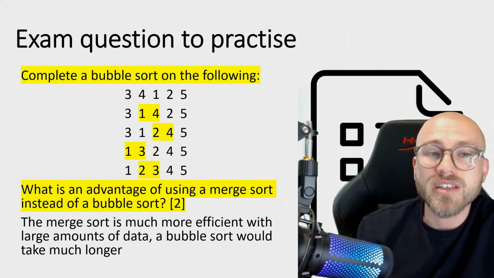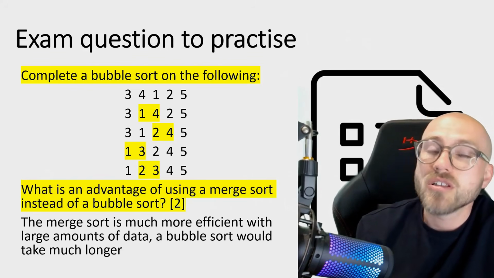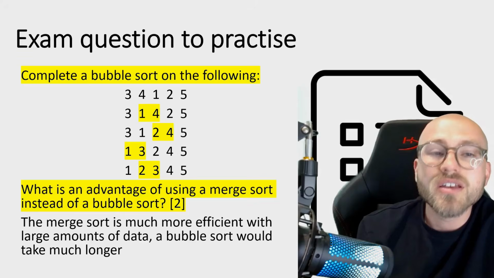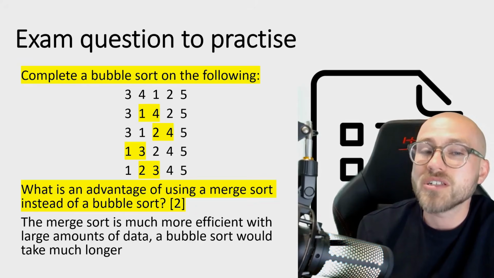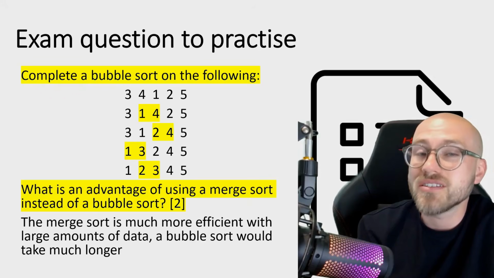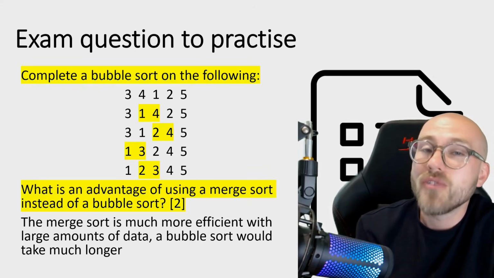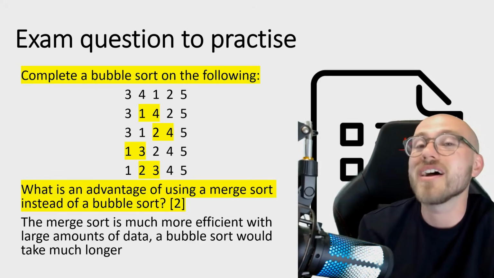So for our bubble sort, you can see the 3 got compared to the 4. There was no swap because 4 is larger than 3. So then the 1 got compared to the 4, which then swapped. 4 then gets compared to 2. It's larger than it, so it's going to swap. 4 gets compared to 5, and there's no swap, and that is 1 pass.